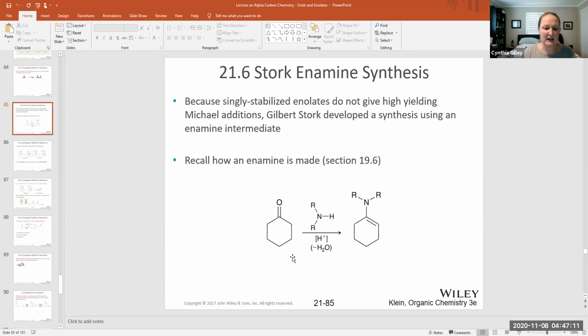So what he did was he realized that instead of using a typical enolate through deprotonating the ketone, what if we converted that same ketone to an enamine? Recall we talked about enamines back in chapter 19, section 6. We form them through the condensation of ketones or aldehydes and secondary amines. It is an acid catalyzed reaction, and it's equilibrium based, so we need to remove water as a product or add excess of one of the reagents to get a good yield of the enamine product.